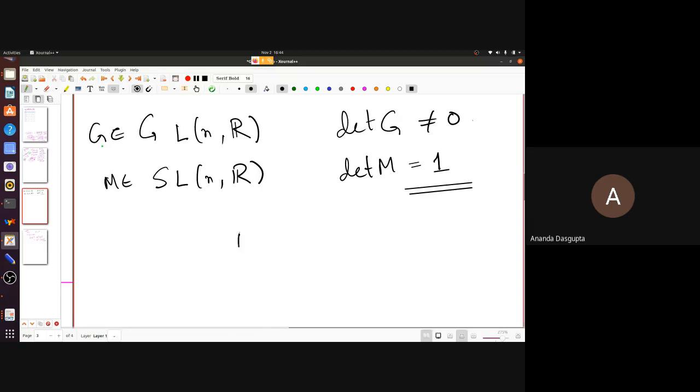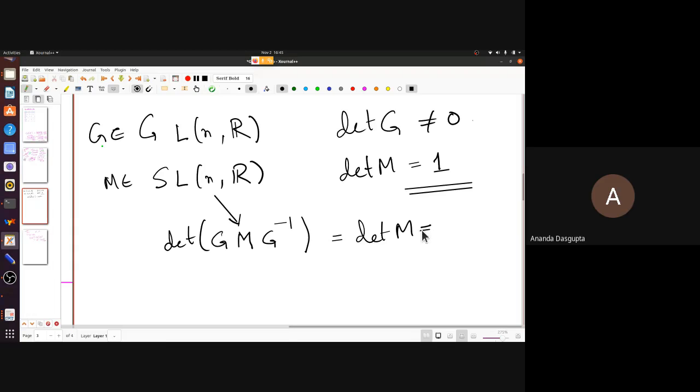For that, what we need to do is take any element M from this, take any element G from GL(n,R), and form G M G inverse. And now ask, is this resulting thing in SL(n,R)? So, question, is this determinant 1? The answer, of course, is yes, right? Because this is a similarity transformation. It does not change the determinant. So, G M G inverse belongs to SL(n,R). And this works for all elements in SL(n,R).